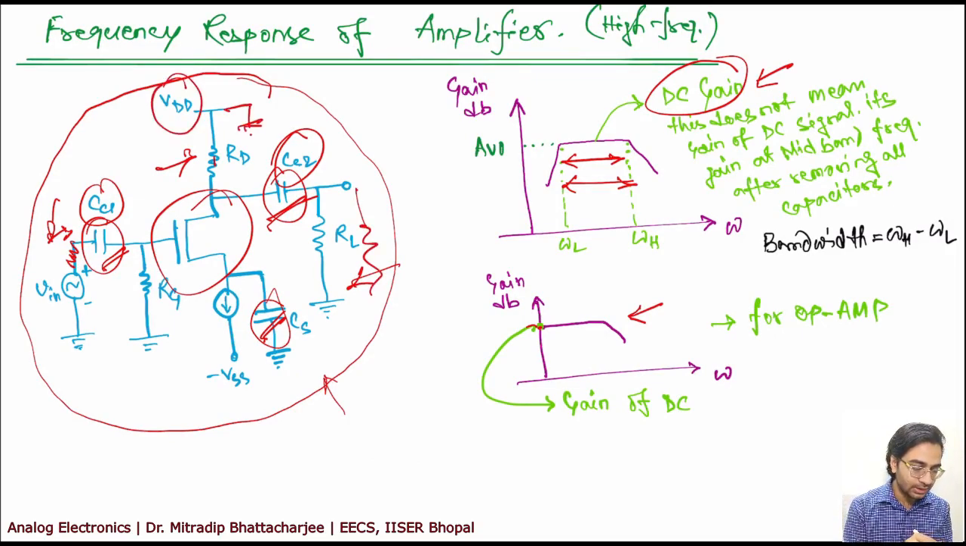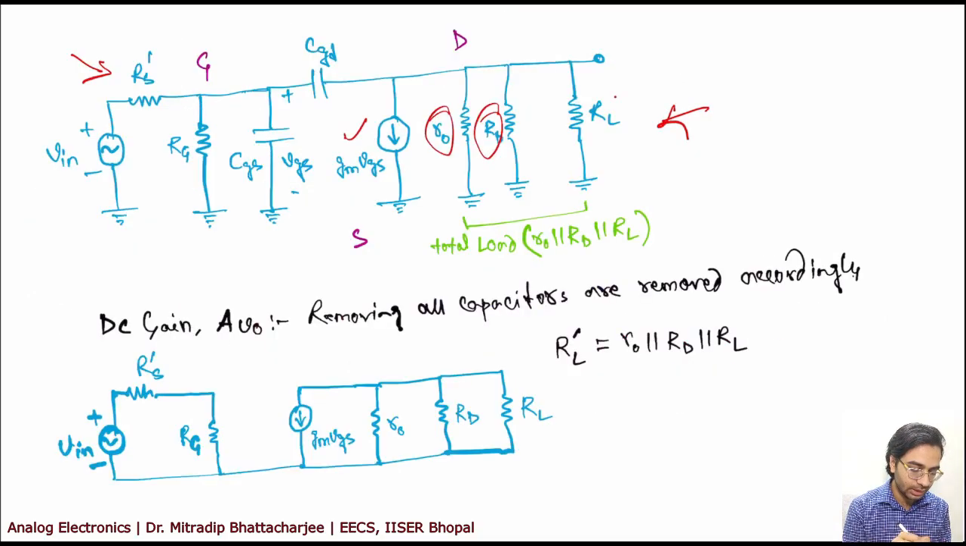Why? Because in AC analysis you treat this as ground. So this RD is basically between ground and drain, and you will get a resistance in the output side. And RL is your load resistance. So your total load in the output side is R0 parallel RD parallel RL.